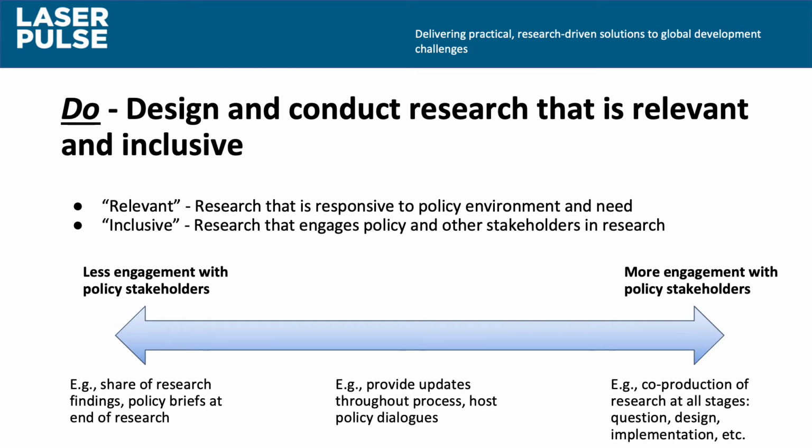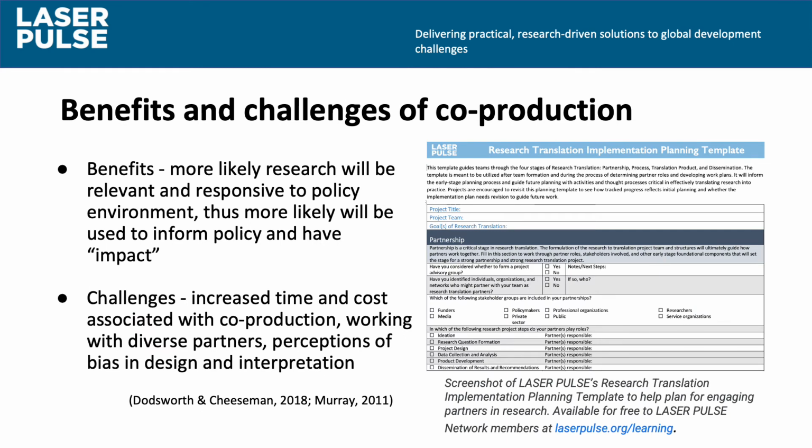At this level of deep engagement, research can be thought of as co-produced by both researchers and their research partners. There are several benefits, but also challenges to co-producing research with partners like policy stakeholders. The most significant benefit is that research that is co-produced with policy stakeholders as full partners is more likely to, 1, be relevant and responsive to a policy need, and thus, 2, to be used to inform or impact policy.